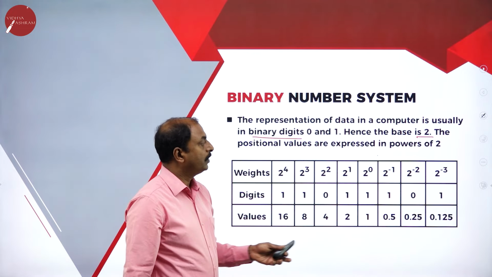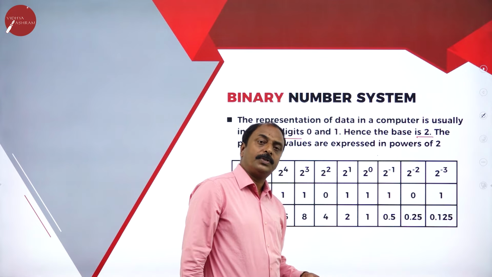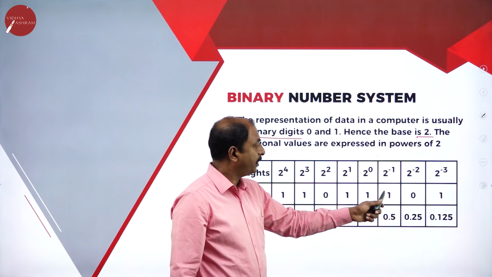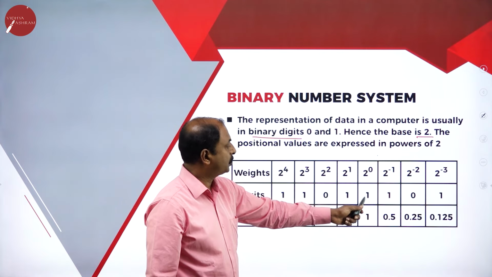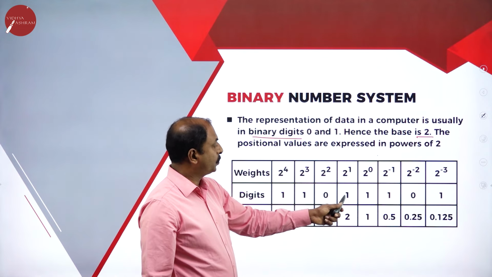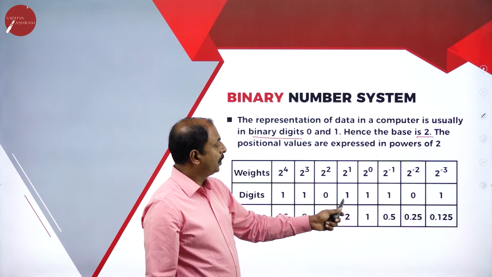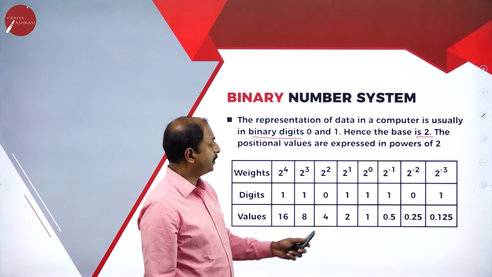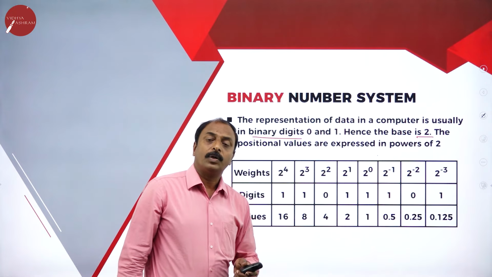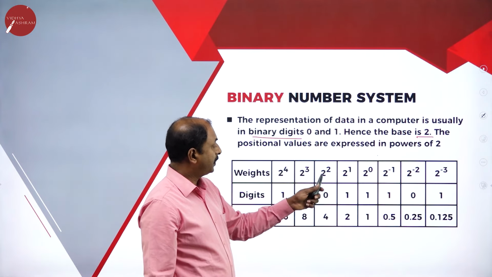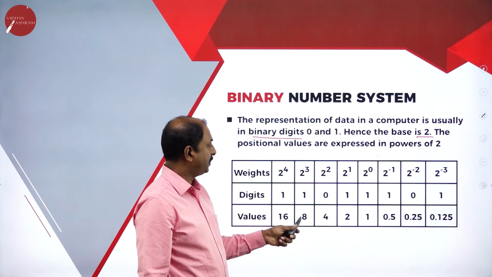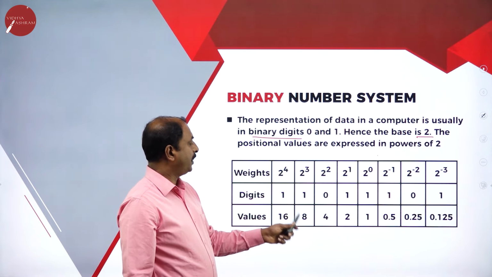Now let us convert and look at the positional values. We start with 2 to the power of 0, which is 1. So 1 into 1 is 1. Now 2 to the power of 1 is 2, and 2 into 1 is 2. Here 2 to the power of 2 is 4, and the value is 4. Now 2 to the power of 3 is 8, so 8 into 1 is 8.